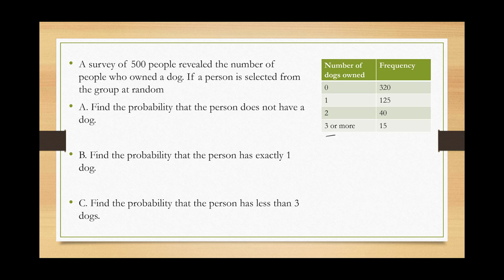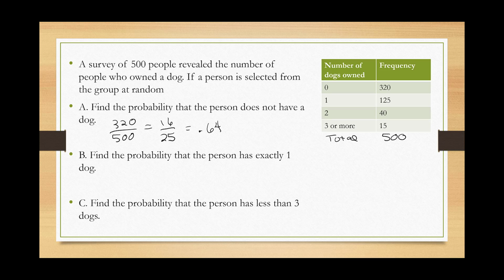So remember, we said there was a total of 500 people. And we're saying if they don't have a dog, that's 320 over 500. That could be reduced. You could use your calculator or you can do it by hand. It reduces to 16 over 25, or if you want to write it as a decimal, let's call it 0.64.